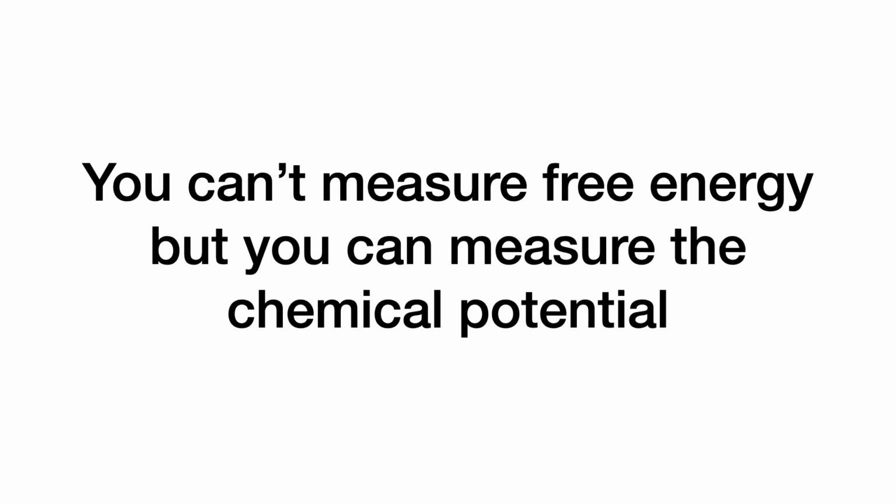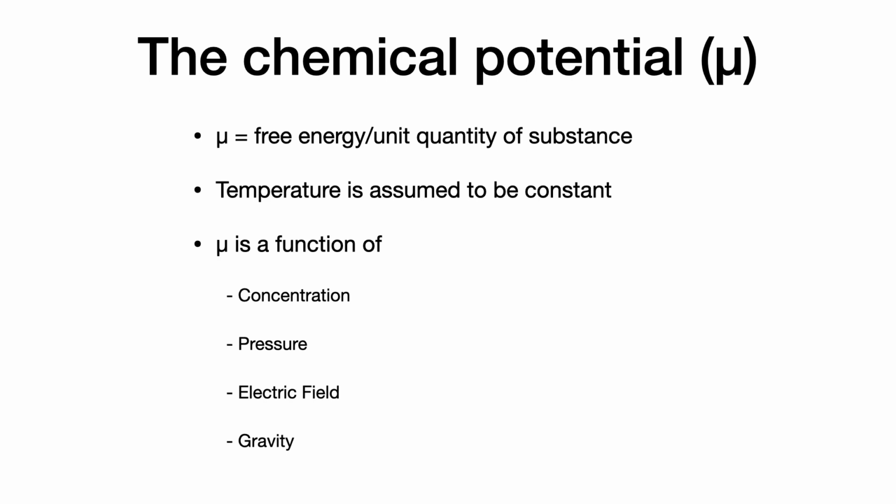However, we can measure the chemical potential, and the chemical potential is related to free energy. The chemical potential is the free energy per unit quantity of substance. In this case, the temperature is assumed to be constant to simplify this derivation. The chemical potential of a substance is a function of its concentration, its pressure, the electric field, and gravity when temperature is assumed to be constant.